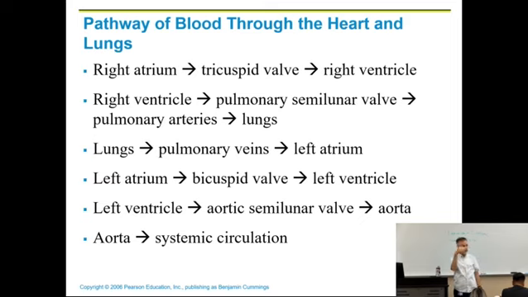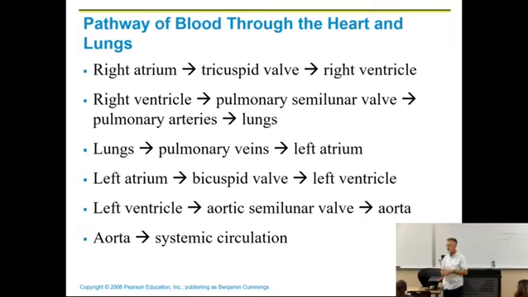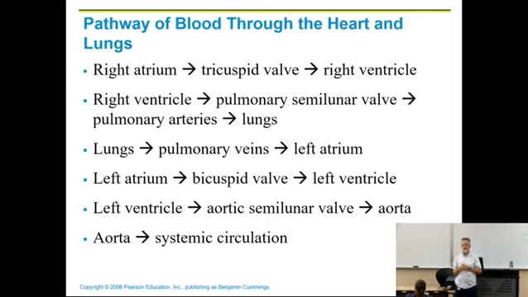You want to list the valves along the way too, because that helps to make sure that the blood is going one way and it doesn't go back the other way. Yeah? If this was hypothetically a short answer question, does it matter if we say tricuspid valve or bicuspid valve, or can we just say atrioventricular valve for either side? That's a good question.